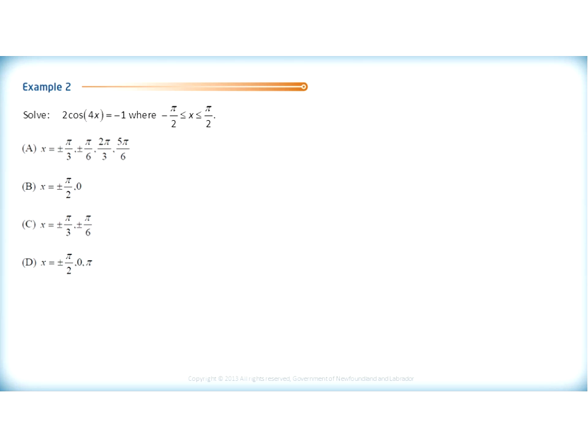If we multiply throughout by 4, we will have 4 times -pi/2 is less than or equal to 4x, which is less than or equal to 4 times pi/2. So that results in -2 pi is less than or equal to 4x, which we will replace with theta, to be less than or equal to +2 pi. So let's go back and isolate the part that contains the cosine of the angle.